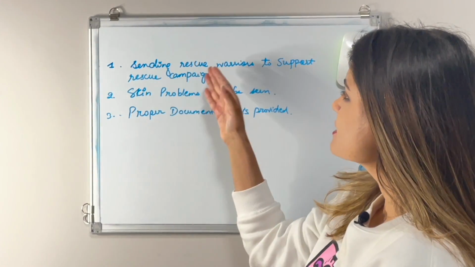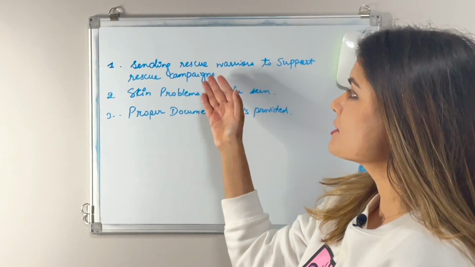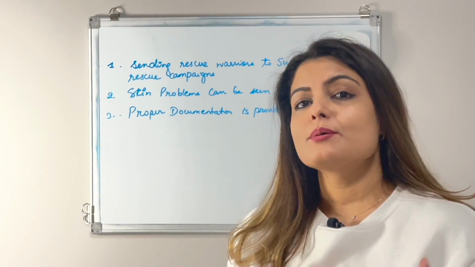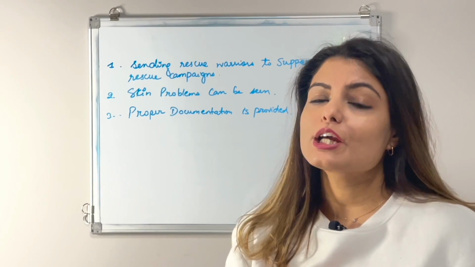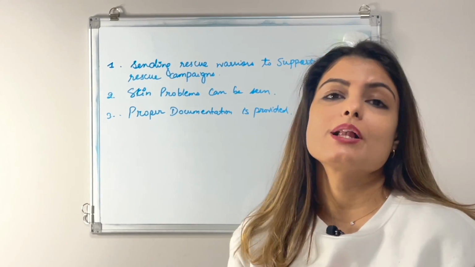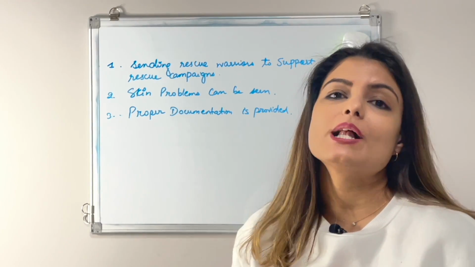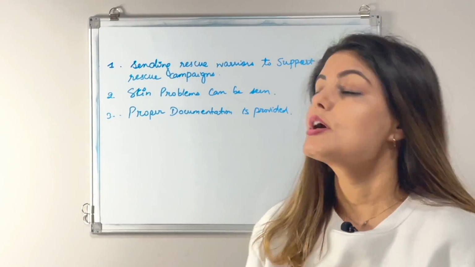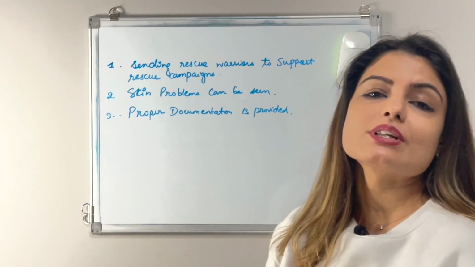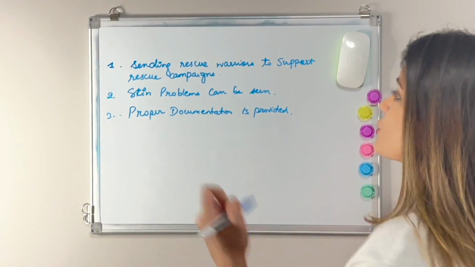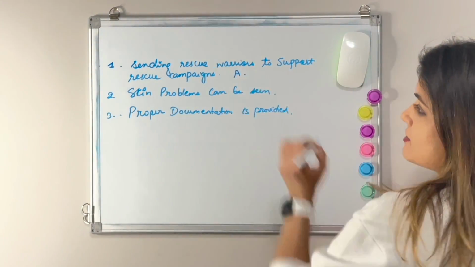The first question says sending rescue warriors to support rescue campaigns. So in paragraph A, they were talking about how they tried to help another campaign by sending trucks with the representatives, which helped them save more than 100 cows. So definitely this information is given in paragraph A. So paragraph A would be the correct answer.